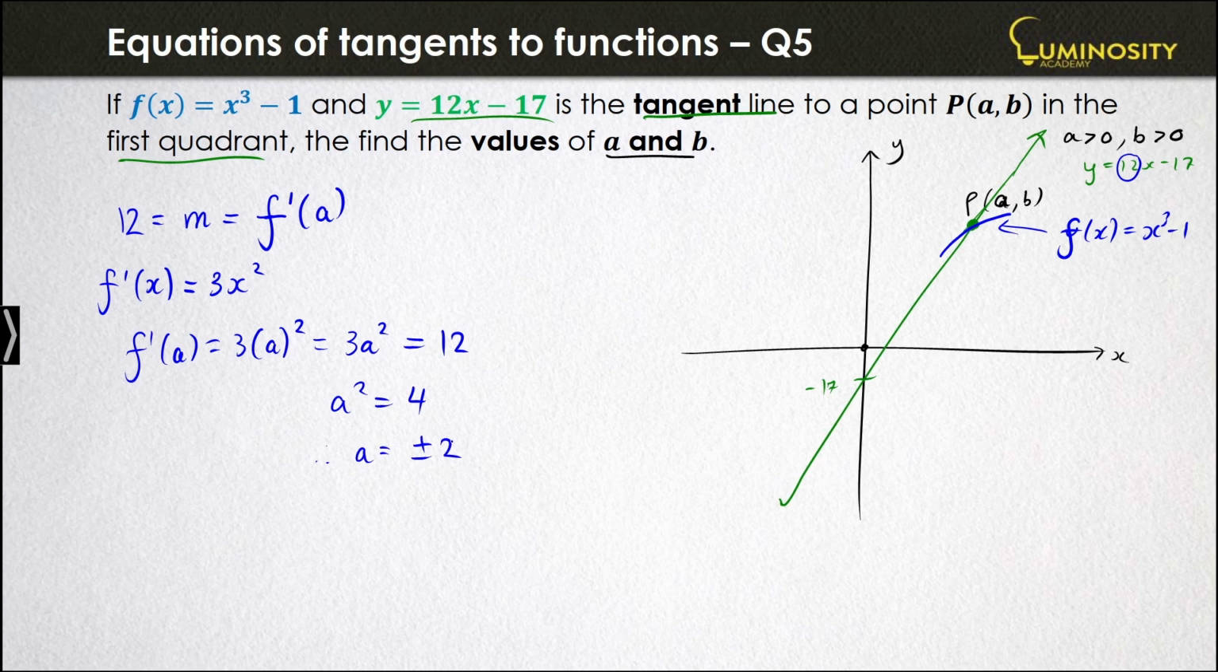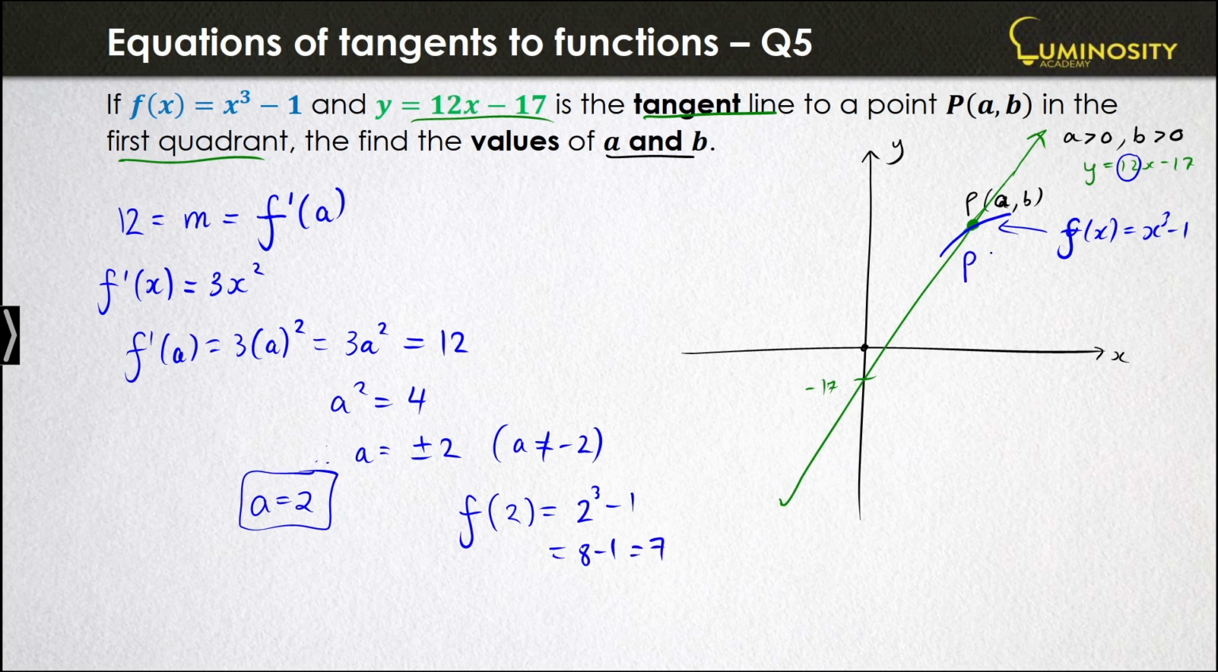But look how good it was that they told us it was in the first quadrant. So you can rule out a equals negative 2. That means a must be positive 2. And then to find the value b, notice b is simply the y value. So if I plug into the original function f of 2, I get 2 cubed minus 1, which is 8 minus 1, which is 7. So I get the coordinate P is (2, 7).